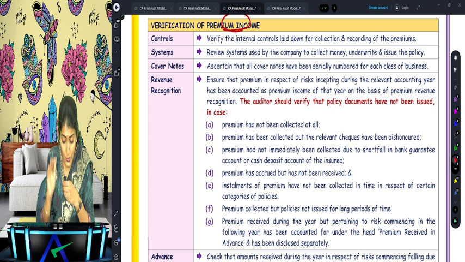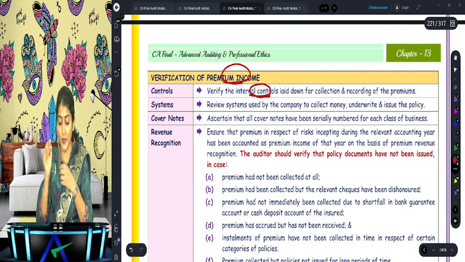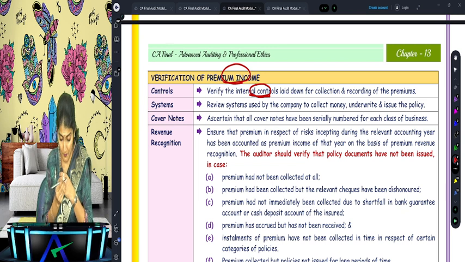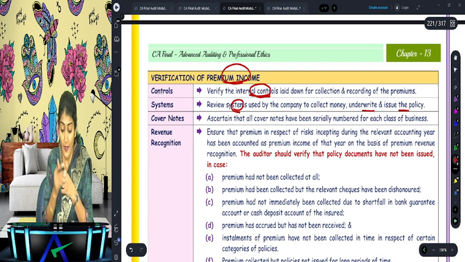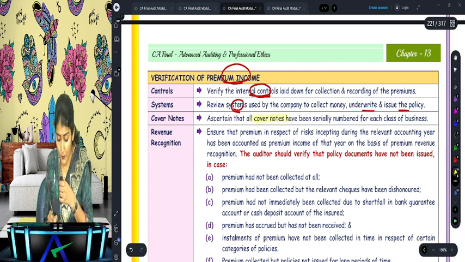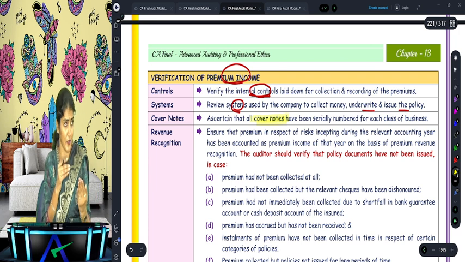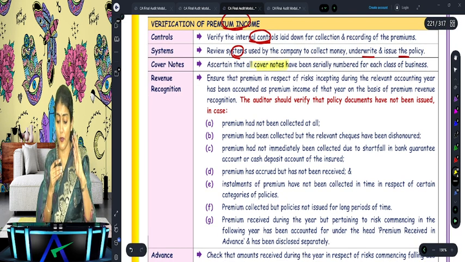So what is a good way to start the answer? Verify the internal controls laid down for the collection and recording of the premium. Then review the systems used by the company to collect the money, underwrite and issue the policy. Then ascertain that all the cover notes, the cover note being the first page of the policy document, right, have been serially numbered for each class of business.